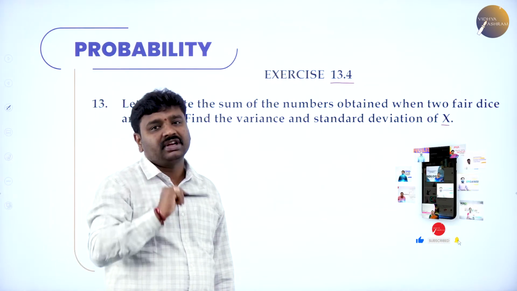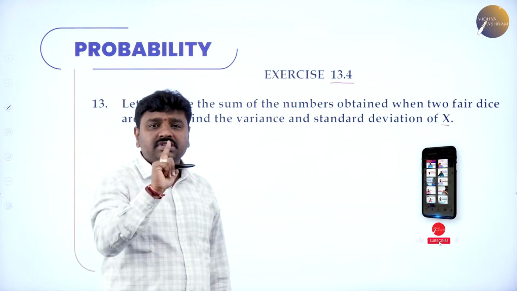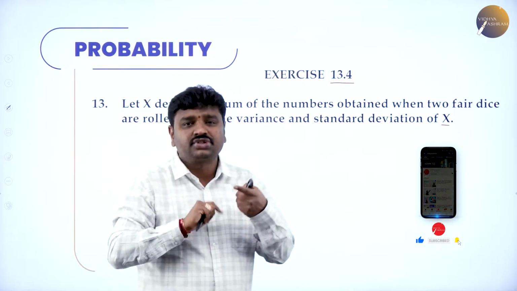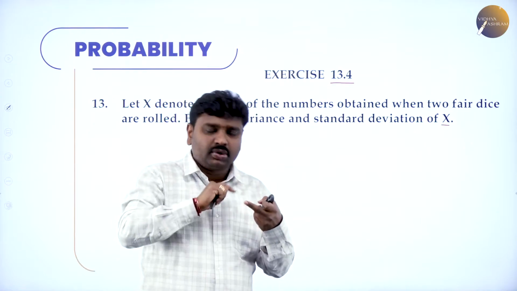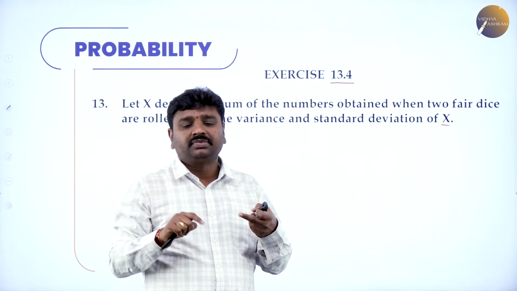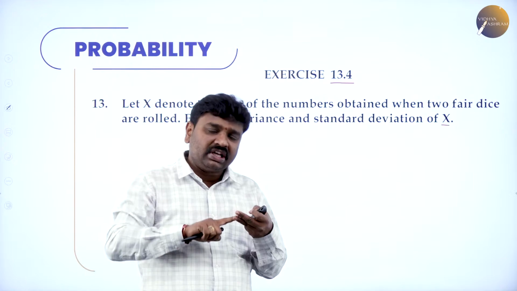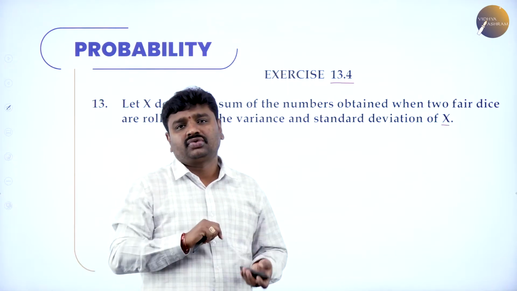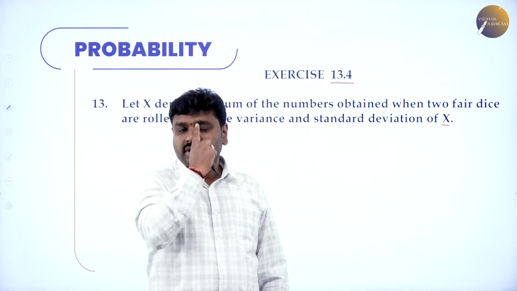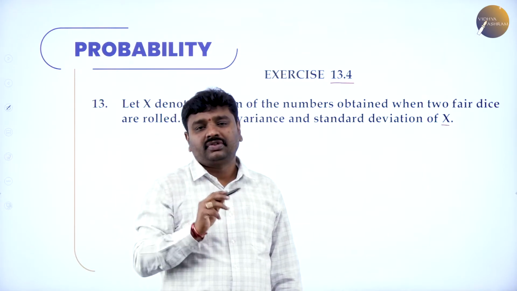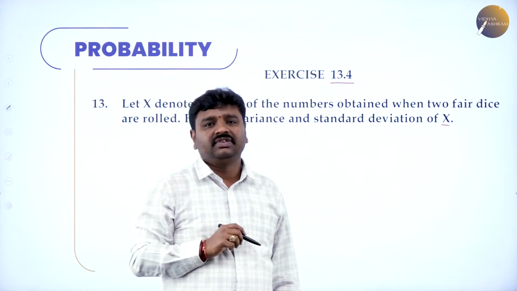How to calculate variance and standard deviation? First you should construct the probability distribution table, x and P of x. Then you should write the expectation, the mean E of x. Then you should find E of x square. Then you should solve E of x square minus E of x the whole square, which gives you what is called variance. Root of variance is standard deviation.